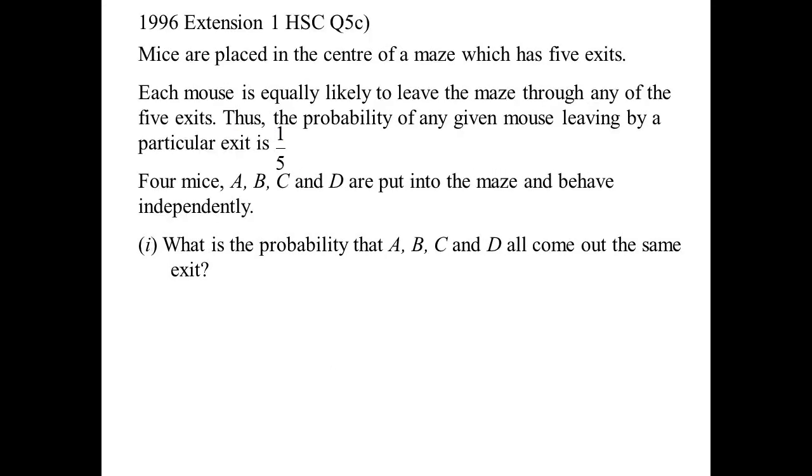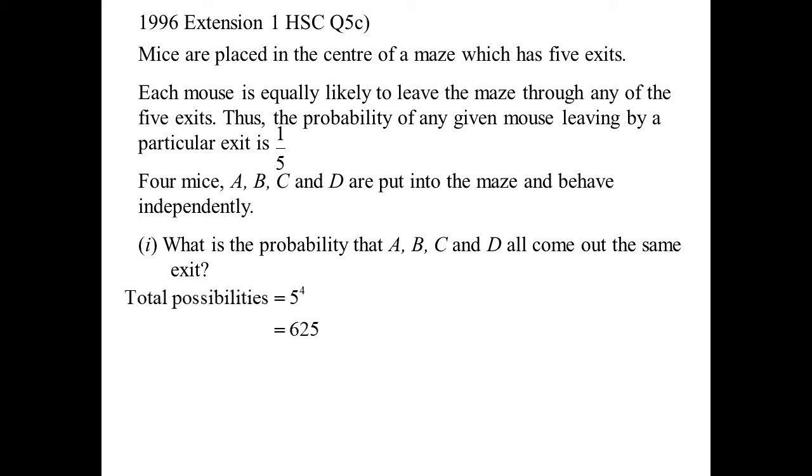Here's a really nice one from a very old HSC question now. Mice are placed in the center of a maze, and in this maze there are 5 exits. Each mouse is equally likely to leave the maze through any of those 5 exits. Thus, the probability of any given mouse leaving by a particular exit is 1 in 5. So 4 mice, and maybe we've just painted on their back some letters, because psychologists do that in experiments. So A, B, C, and D. And these mice behave independently. They're just running around. What's the probability that A, B, C, and D all come out the same exit?